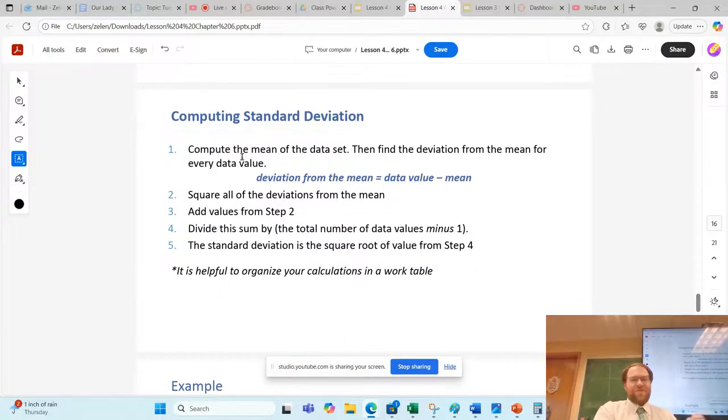So the process that you just described: always find the mean first. Then take each data value and subtract the mean from it to get the deviation from the mean, or how far away it is from the mean. Once you do that, square all of those. Then add up all of those values, divide that by the total number of data values minus 1, and take the square root of what we got in that step.